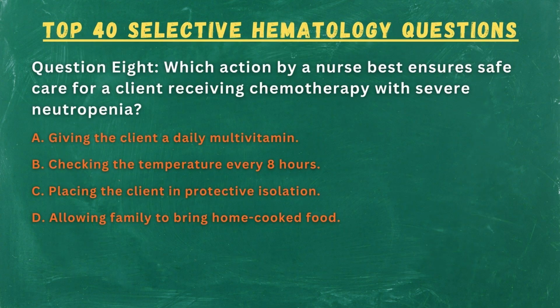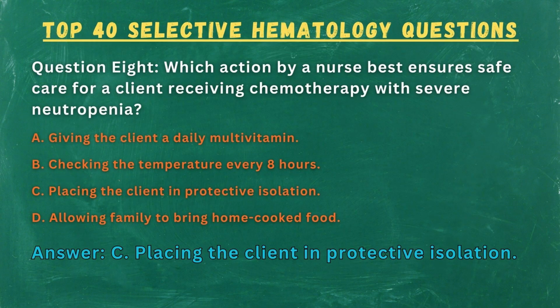Question 8. Which action by a nurse best ensures safe care for a client receiving chemotherapy with severe neutropenia? A. Giving the client a daily multivitamin. B. Checking the temperature every 8 hours. C. Placing the client in protective isolation. D. Allowing family to bring home-cooked food. Answer. C. Placing the client in protective isolation.